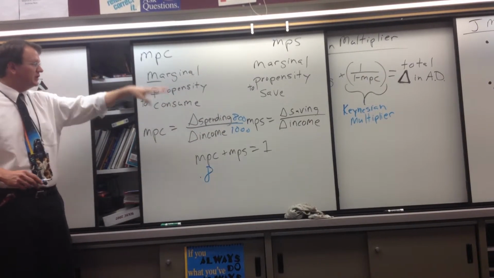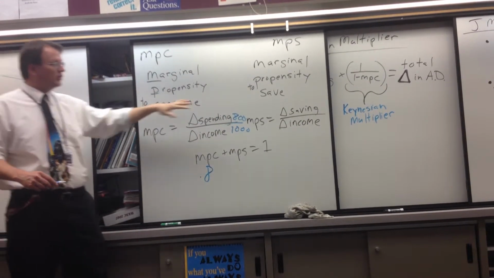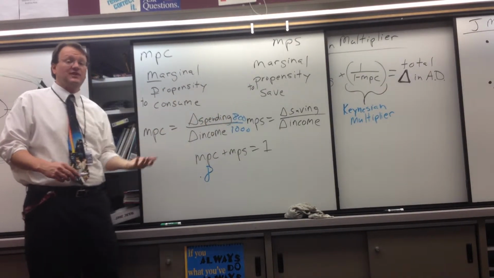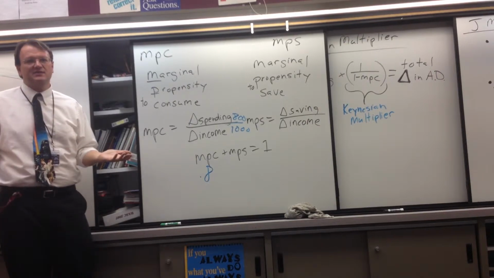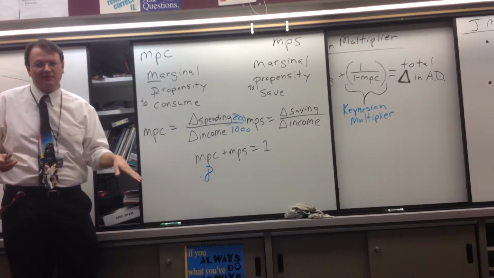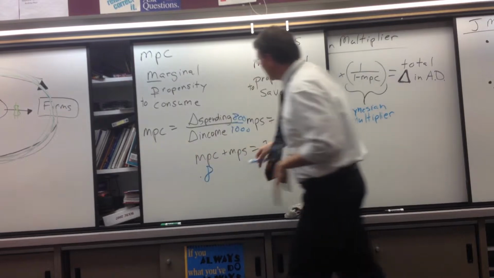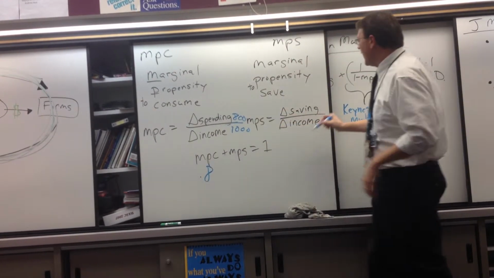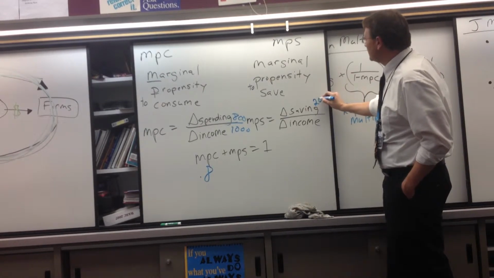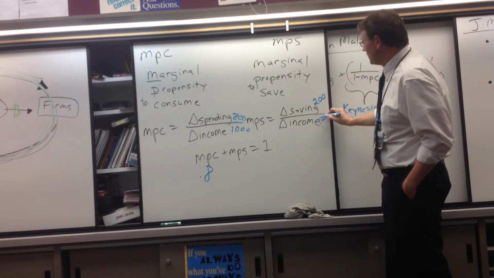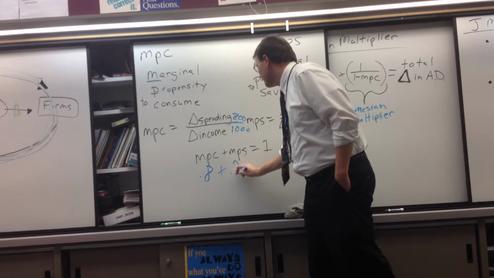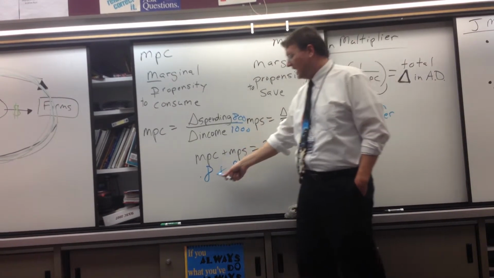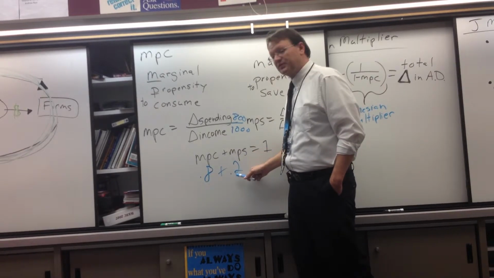Well, if the only thing you can do in this world is spend money or save money, the $200 you didn't spend becomes savings. And really, that's all savings is. Savings is money you don't spend. So, your marginal propensity to consume is 0.8, 80%, and your marginal propensity to save is 200 divided by 1,000, or 20%. What it's basically saying is, every time you get a pay raise, you're going to spend 80% of it, you're going to save 20% of it.